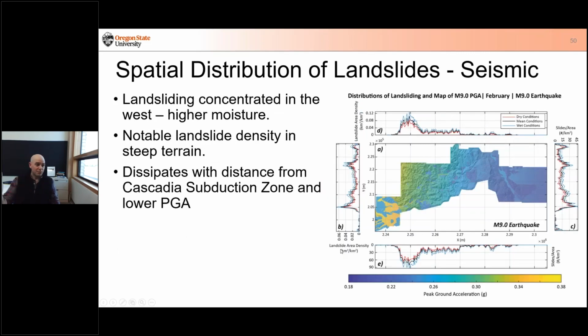We can look at the same spatial distributions I described before. Naturally, we see more landsliding as we go west. We're closer to the fault, and of course, shaking will be more intense there. There's still notable landslide density in steep terrain, and we see a drop off as we go further east.